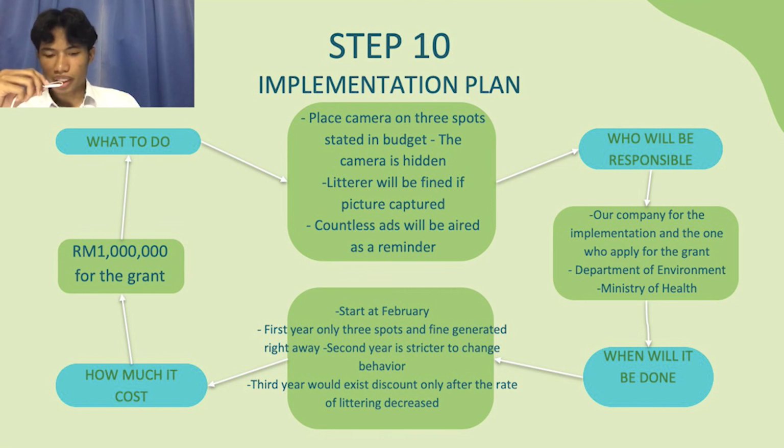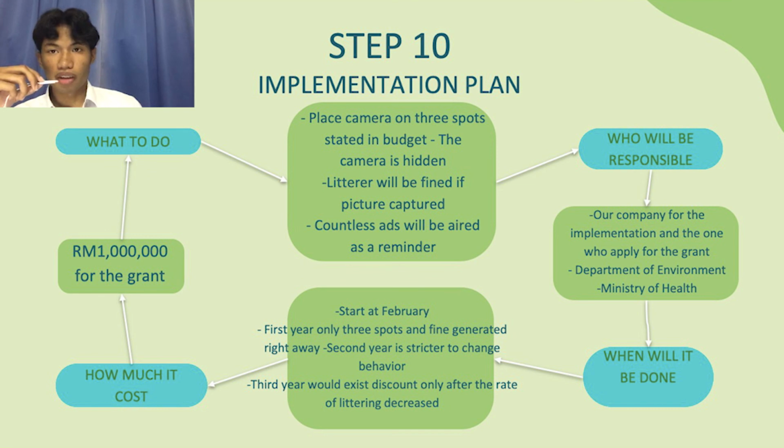When will it be done? It will be done in February 2021, and in the first week the camera will be installed. The reminder will be aired, and then the fine, which is 1,000 ringgit for people who litter, will be directly generated to the litterer.